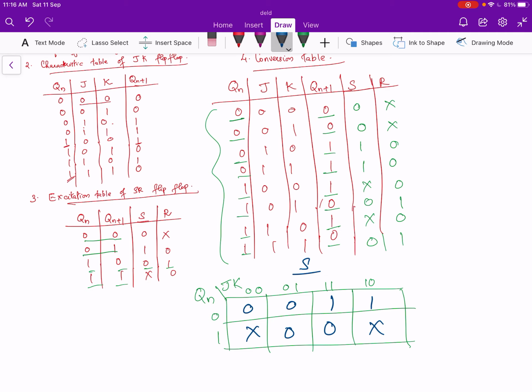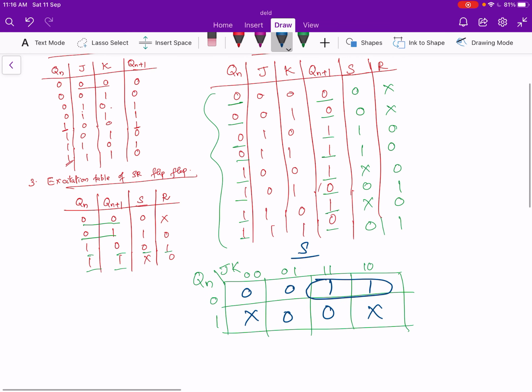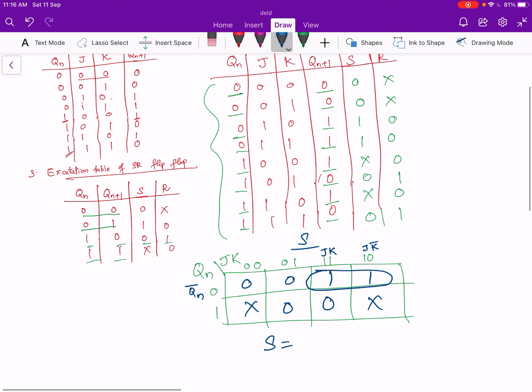So now we can group it. So this is the grouping. These two ones can be grouped like this. So we will get, this corresponds to JK and this corresponds to JK bar, and this is Qn bar. So we can write the expression for S as, here J is common for the third and fourth column and the row is Qn bar. So S is J Qn bar.